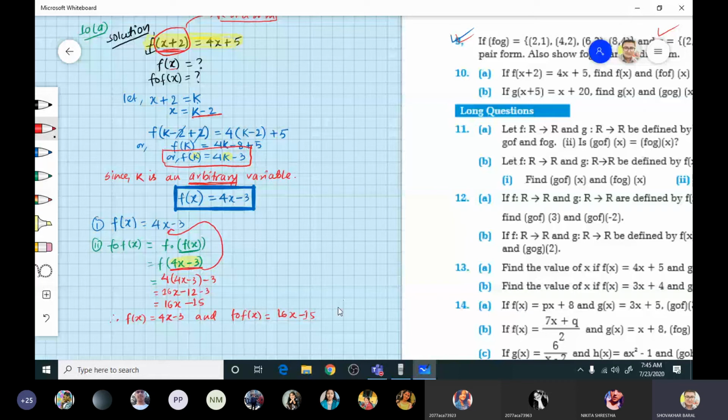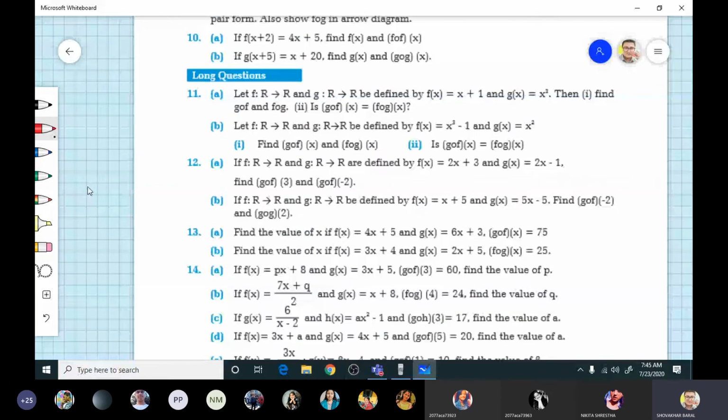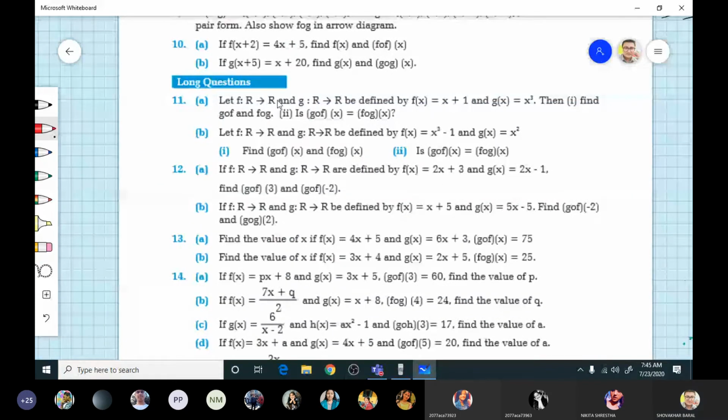Okay. Now let's go to the long question, and if time permits, then I'll discuss the questions of inverse function also. Let me see the first one. Question number 11a. I hope you understood that earlier question, question number 10a. Question number 11a is here. See this. F such that R to R and G such that R to R. It means that function f is defined from real numbers to real numbers, and function g is also defined from real numbers to real numbers.